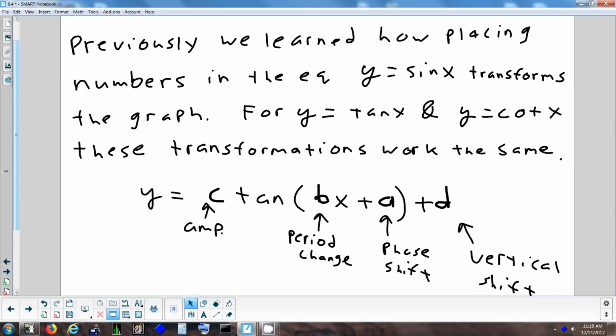C and D do exactly what you would expect. Plus is up, minus is down. C, big number makes it bigger. Small number compresses it smaller. So somehow you've got to keep all that straight.